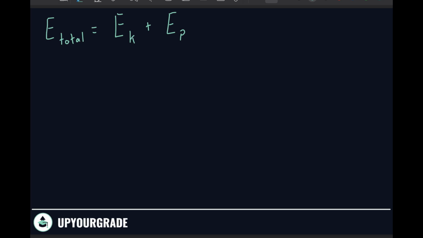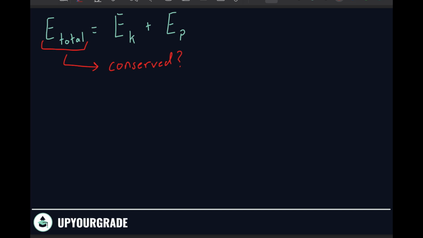And that potential energy can be in the form of either spring potential energy or gravitational potential energy. And in some cases, this total mechanical energy is conserved. But there are also some cases where we cannot assume this. So I'm going to go over those quickly.